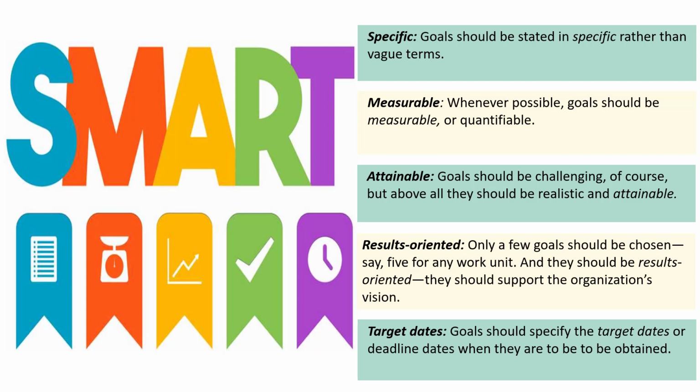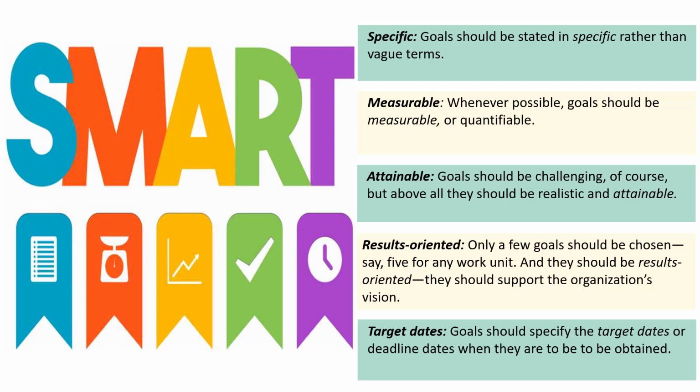The R in SMART goals stands for results oriented. Only a few goals should be chosen, say 5 or so for any work unit, and they should be results oriented. They should support the organization's overall vision. And then the T in the SMART goals stands for targeted dates.